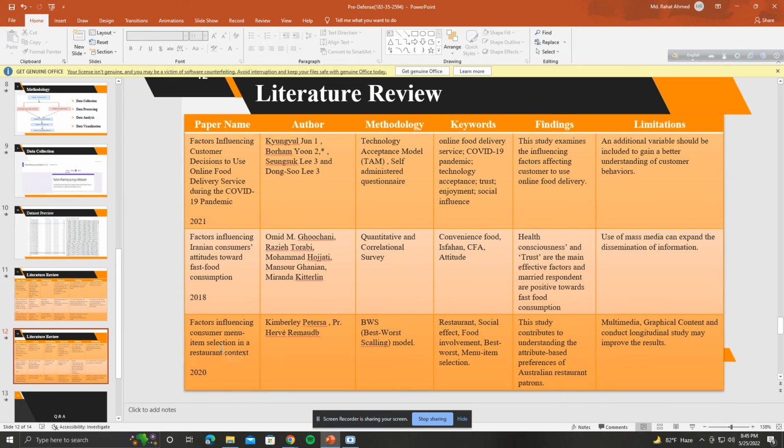Here's my last paper which I reviewed for literature. The paper name is Factors Influencing Consumer Item Selection in a Restaurant Context. It's a work from 2020. The methodology of this paper is BWS based scaling model. The findings of this paper are that this study contributes to understanding the attitude based preference of Australian restaurant patrons. There are some limitations: multimedia, graphical content, and conducting a longitudinal study may improve the results.